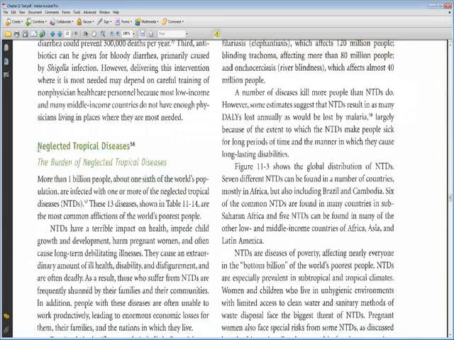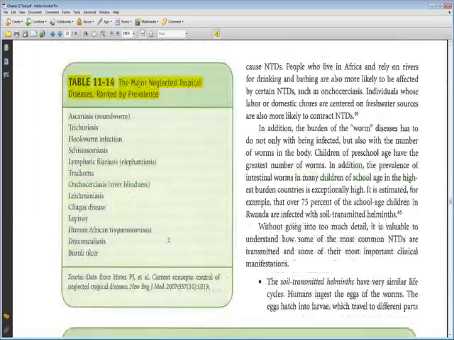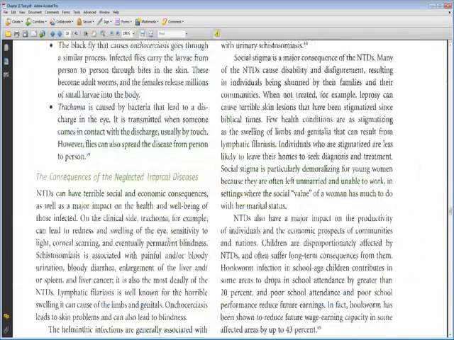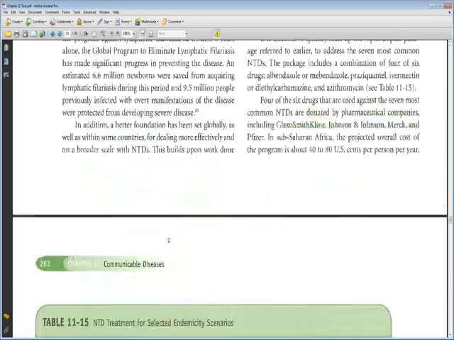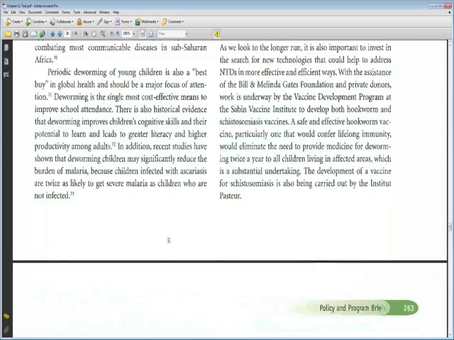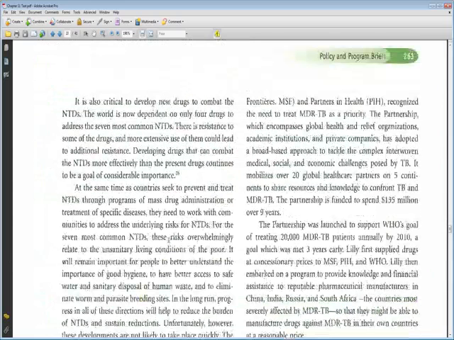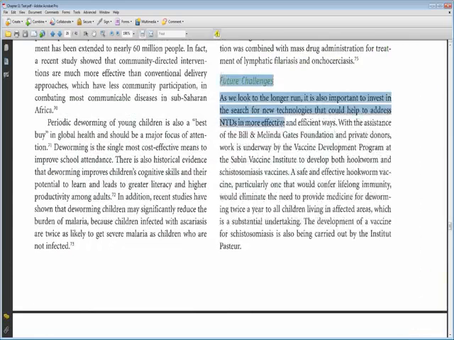The neglected tropical diseases, I want you to read this section, and on 11:14 it sort of tells you what we're talking about. We're not going to go into great details on this one, but look over those and you'll go down and you'll see the future challenges of these. I'm skipping all the way down to page 262. And future challenges for the NTDs.